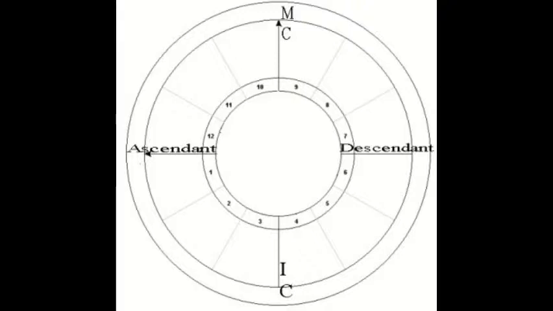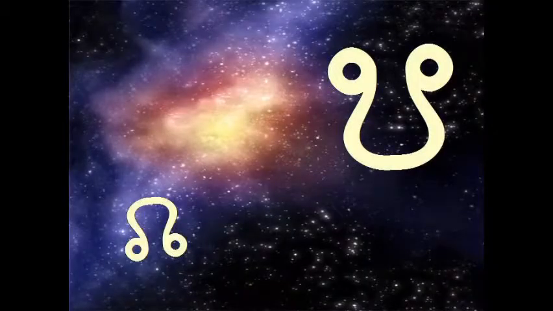Then we have north and south nodes of the moon. North and south nodes are always opposite of one another. So let's say your north node is in the first house. It means that your south node is going to be in the 8th house. Nodes are always in retrograde.